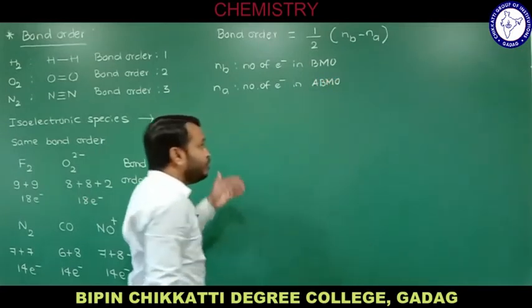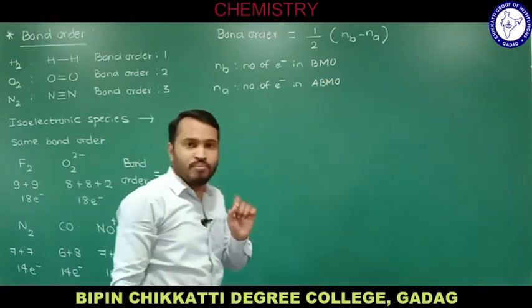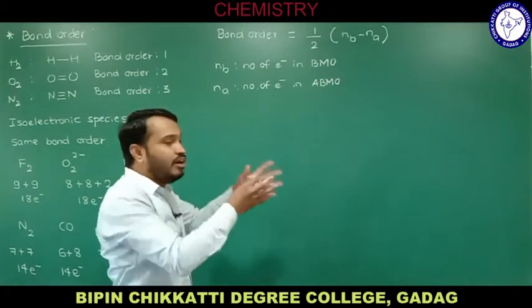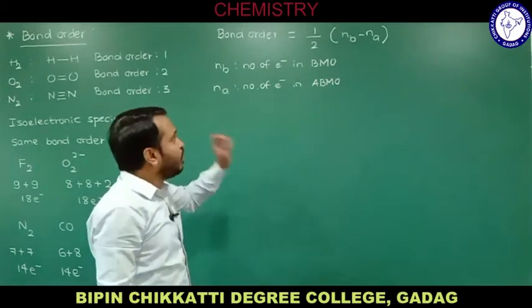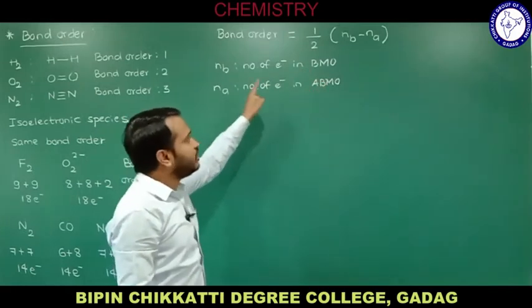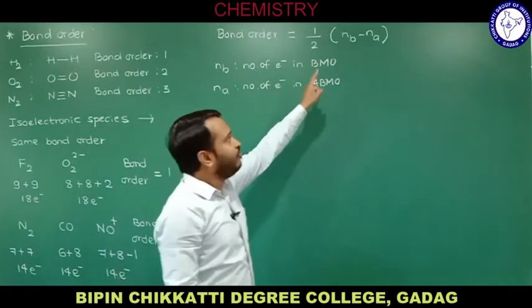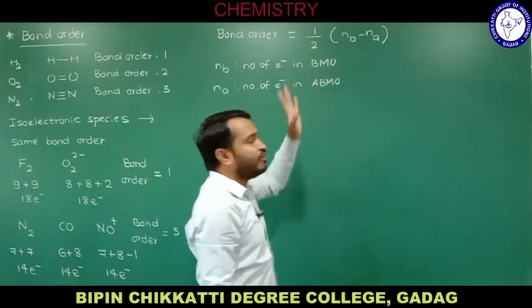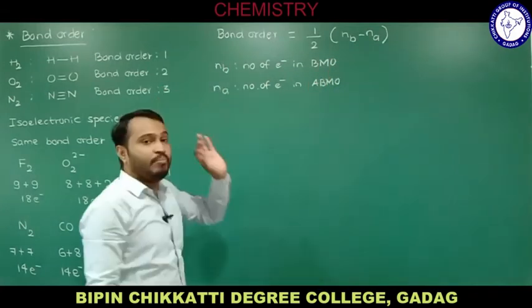So now we know the energy level diagram of molecular orbitals, and electrons can be filled into the molecular orbitals. If you count the number of electrons in the bonding molecular orbitals, and the number of electrons in the anti-bonding molecular orbitals, and take the subtraction of the latter from the former, then you are going to get the bond order.